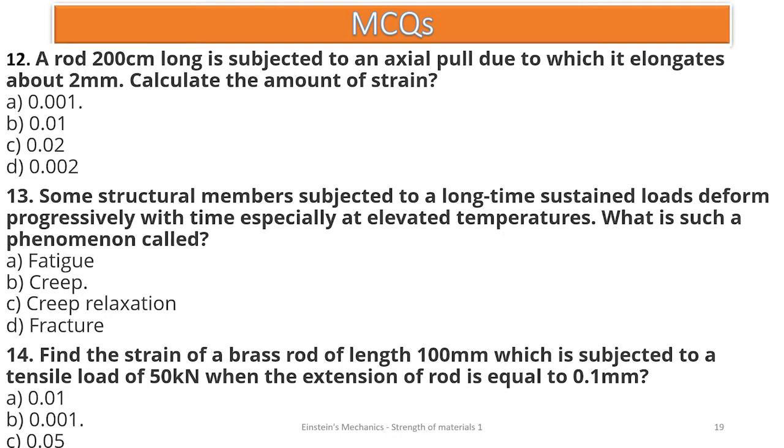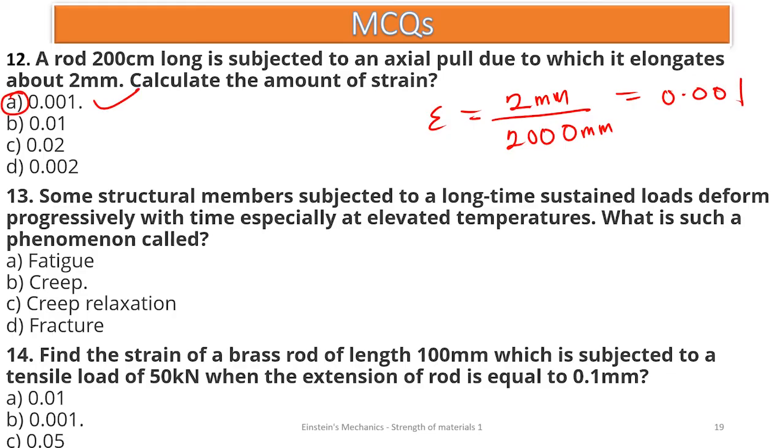Number 12. A rod 20 cm long is subjected to an axial pull which elongates by that. Calculate the amount of strain. So the strain is going to be, we have elongation of 2 mm, and we have the rod length, that is going to be 2000 mm, right? And this is going to give us 0.001. So that is A part. You can use the formula.